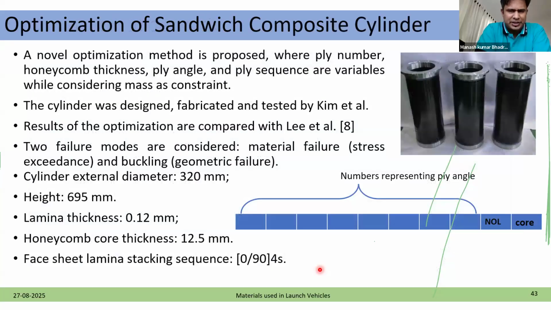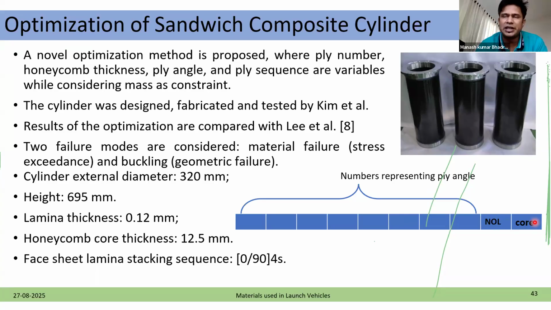So in the next part of the presentation, I am going to talk about the optimization of composite structures. A sandwich composite structure has a core, and there are laminates acting as face sheets on both sides of the core. Earlier we used to have an array which represented the design variables, and that used to represent the angles only. But the novelty of this work is that we have introduced the number of laminae and the core thickness as design variables as well.